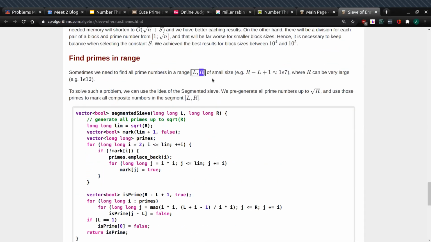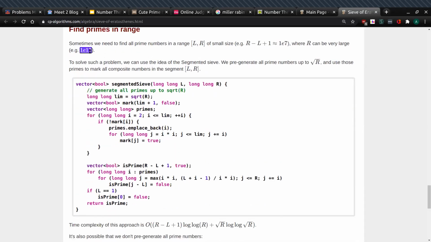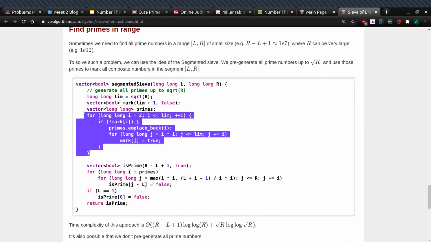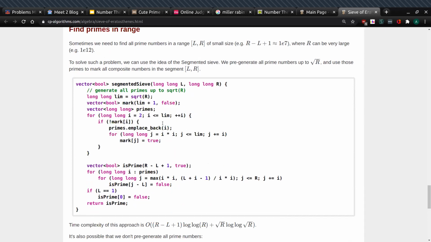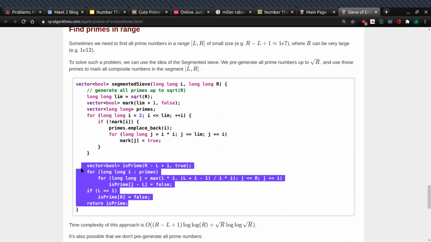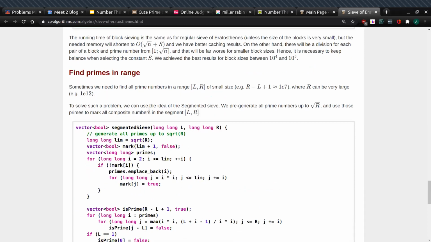So using that property, we know that R is less than or equal to 1e12. So we can just store all the primes till root R and mark all the numbers in this range, just cancel out all the numbers. So we will indirectly get the primes left afterwards. Let me write the code once and explain it actually.